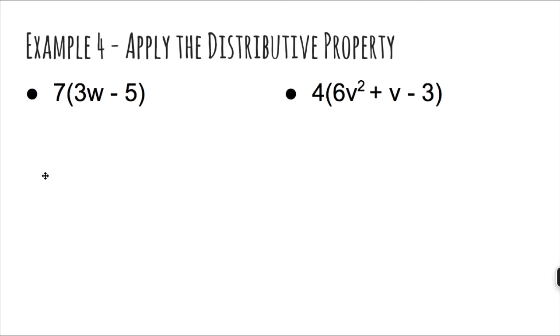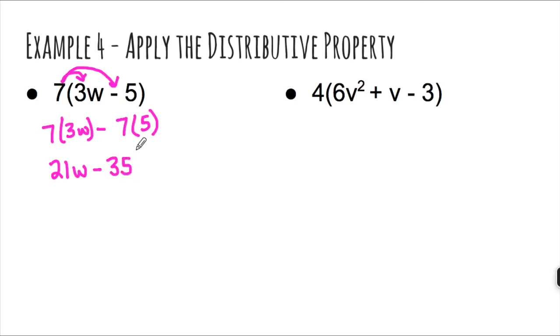So here we have two examples. Let's start with the one on the left. So for this one, I have 7 times (3w minus 5). So distributive property says that I can multiply over addition or subtraction. So this would be 7 times 3w. I'm multiplying over that, so now I have 7 times 5. 7 times 3w would give me 21w, and 7 times 5 is 35. I can't simplify this anymore, so this is my final expression.